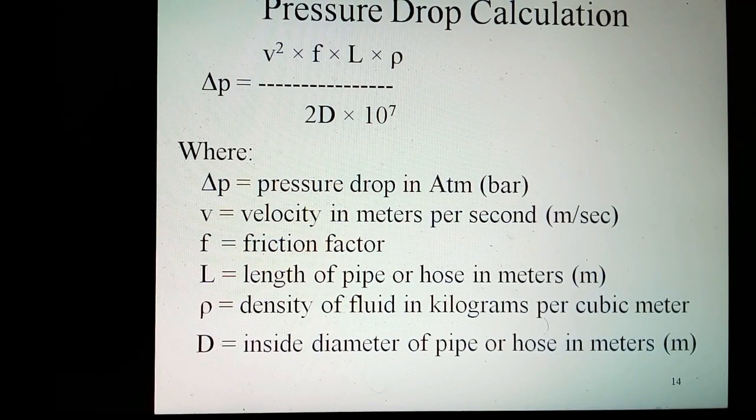The formula used to calculate the pressure drop is given here. Where delta P equals pressure drop in bar or atmospheres, V equals velocity in meters per second, f equals friction factor, L equals length of pipe or hose in meters, rho equals density of the fluid in kilograms per cubic meter, and D equals inside diameter of pipe or hose in meters.